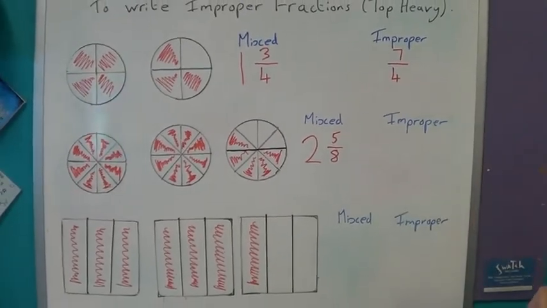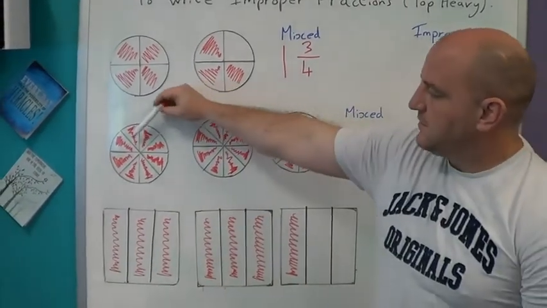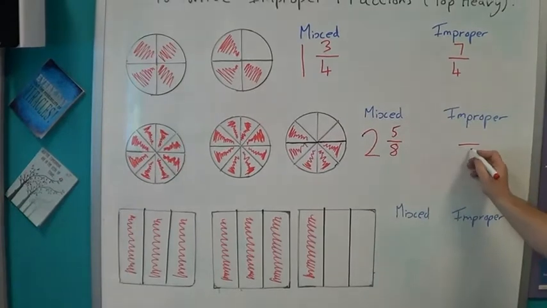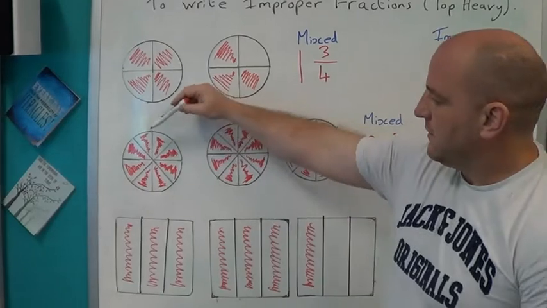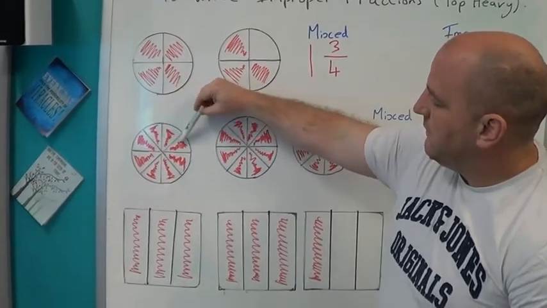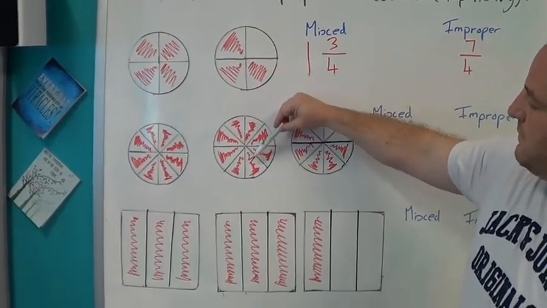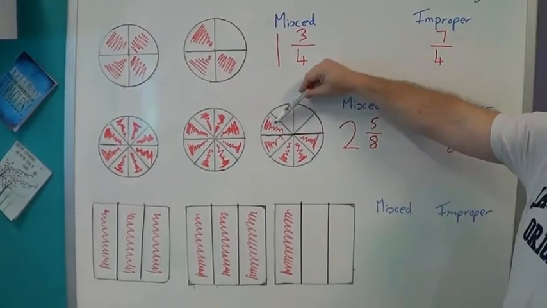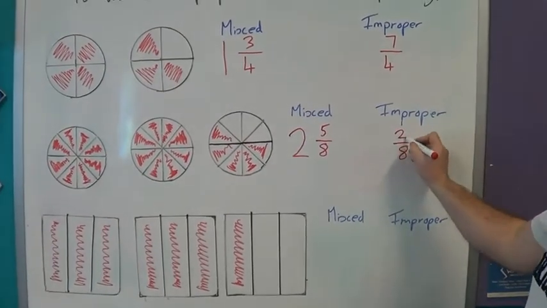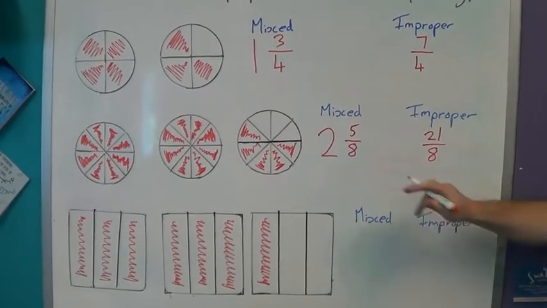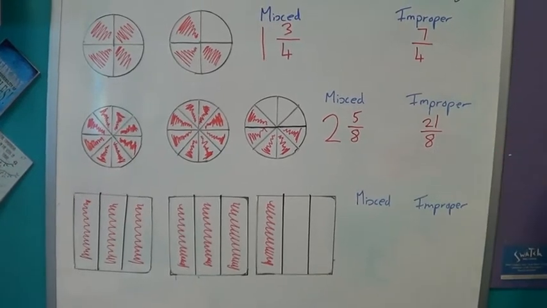To write that as an improper fraction, again, you do your fraction line, count how many pieces it's broken into, so we know it's 8. Then we count all the little pieces all together. Okay, so 1, 2, 3, up to 21. So it's 21 pieces. Again, for a mixed fraction we have a whole number and a fraction, and for our improper fraction we have a numerator that's bigger than the denominator.